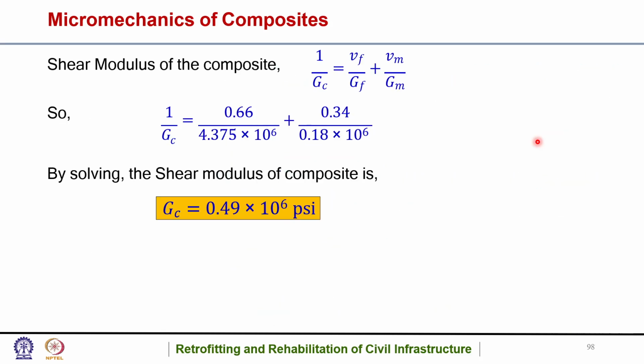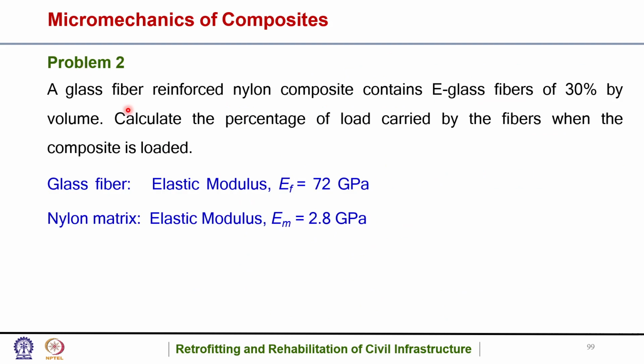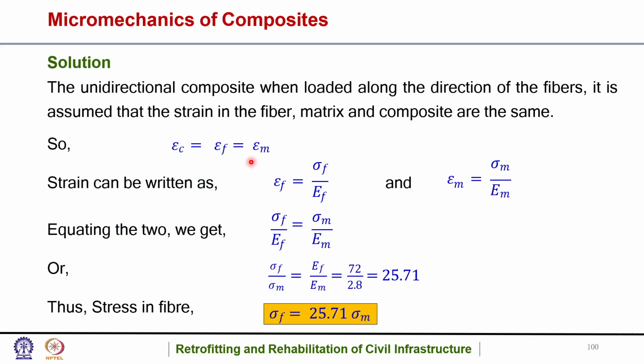Next, the second problem. A glass fiber reinforced nylon composite contains E-glass fibers of 30% by volume. Calculate the percentage of load carried by the fibers when the composite is loaded. The glass fiber has an elastic modulus EF of 72 gigapascals, and the nylon matrix has an elastic modulus EM of 2.8 gigapascals. So we need to calculate the percentage of load carried by the fibers when the composite is loaded. Let us see how to solve it.